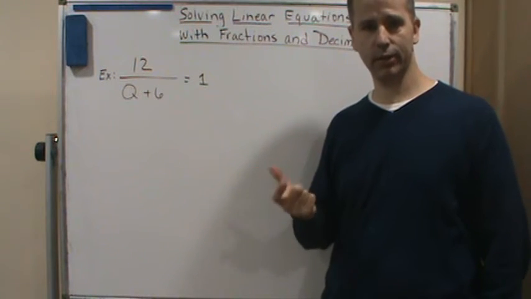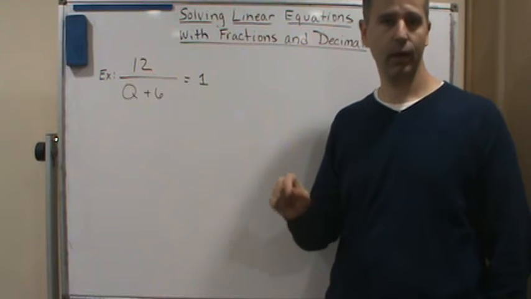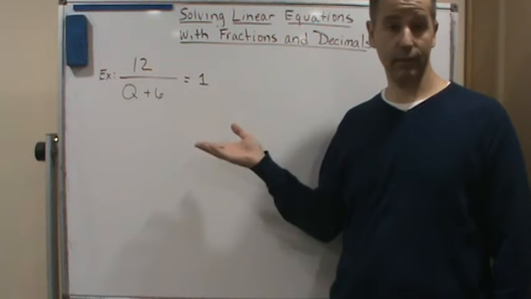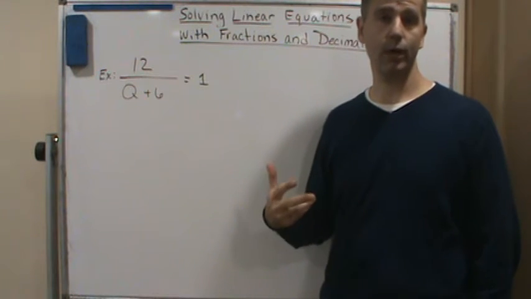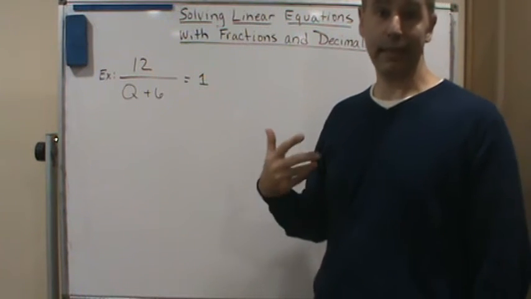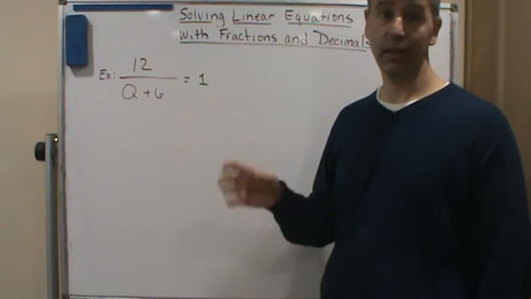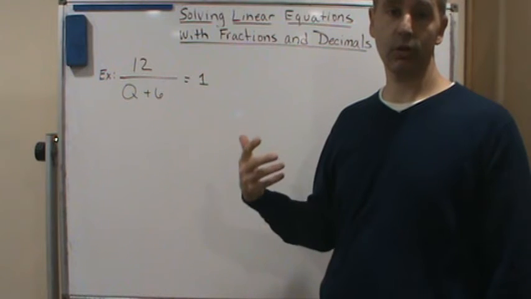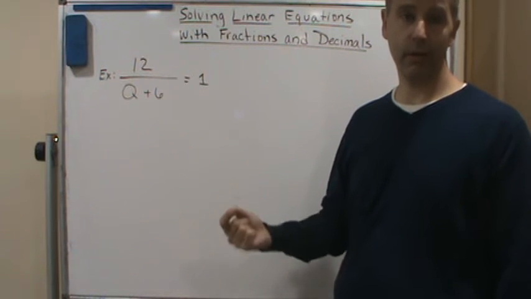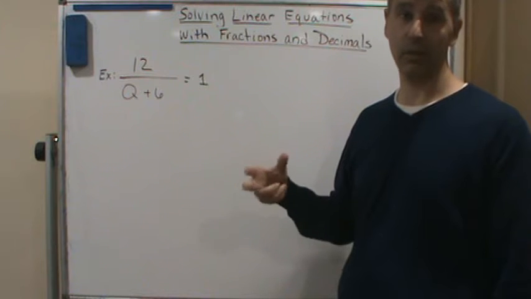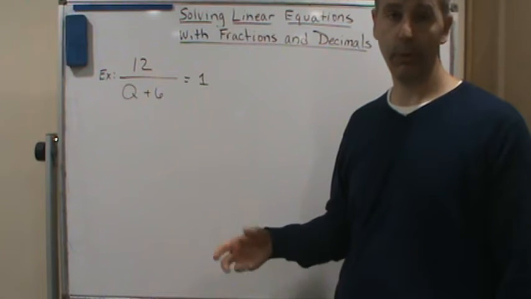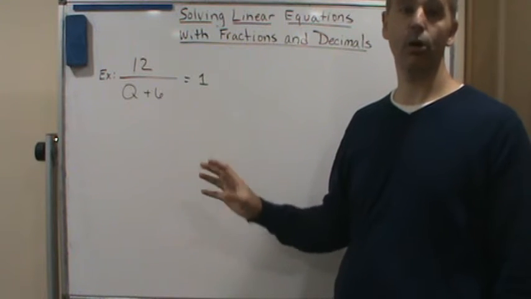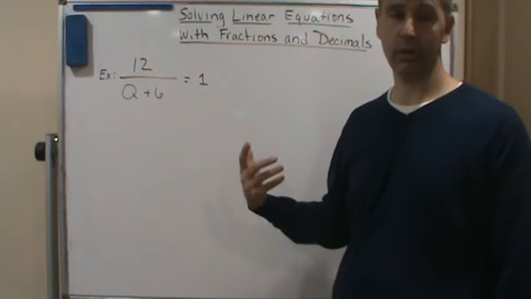Anytime you see a variable in the denominator of a fraction, you want to find out what the excluded values are. So in a fraction, if you have a variable in the denominator, you've got to exclude any values of that variable that make the denominator 0. Okay? Let me repeat that. Any value of the variable that makes the denominator 0 must be excluded. Those are what we call excluded values.